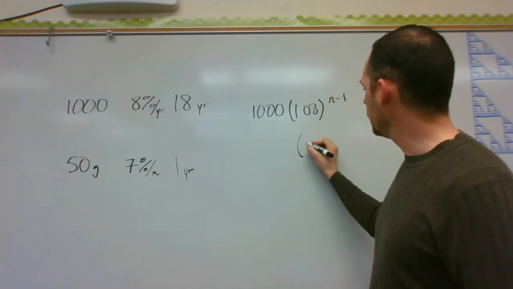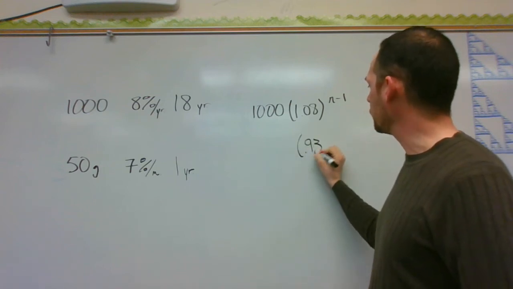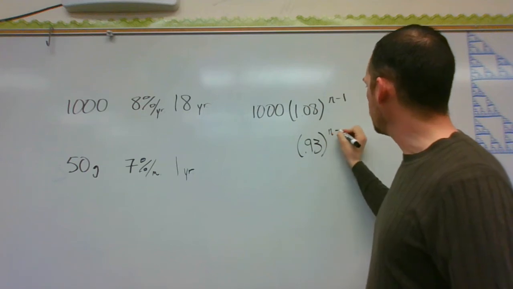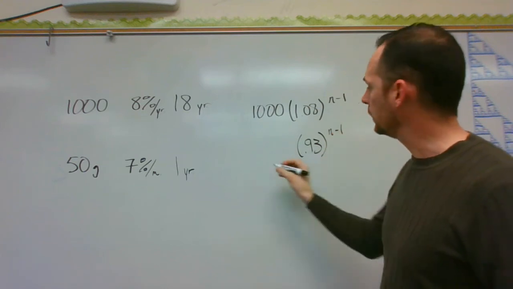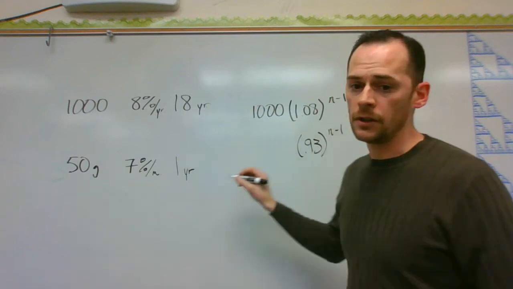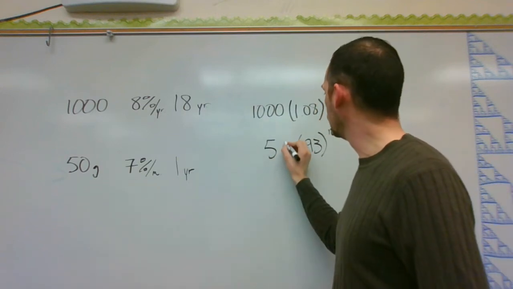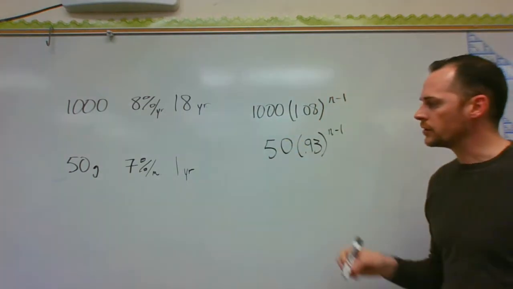So that'll be 0.93. N minus 1, always n minus 1, and 50 is our first term. Okay, so this is our equation.